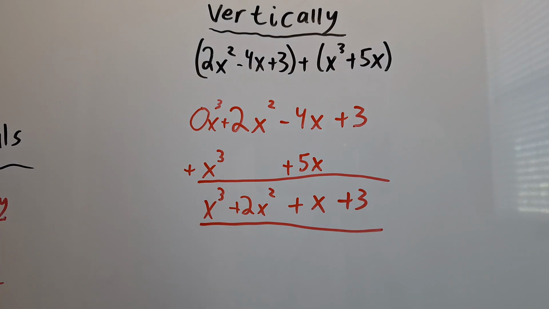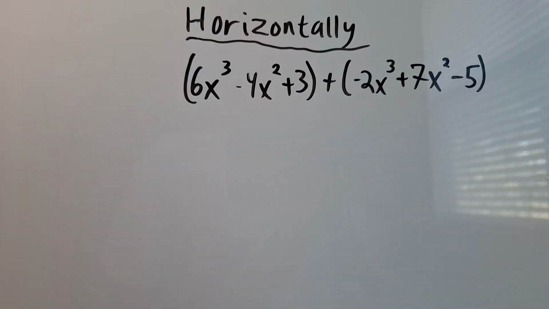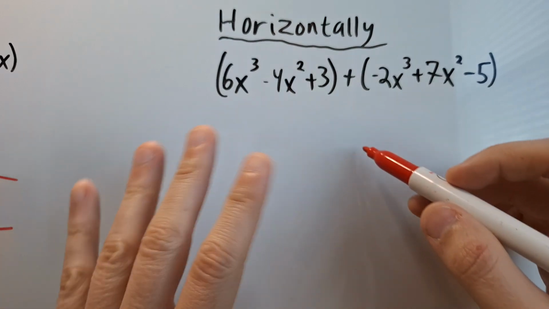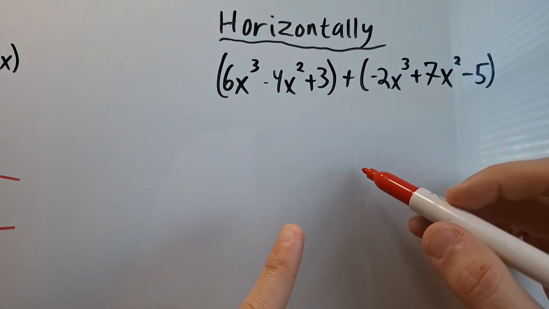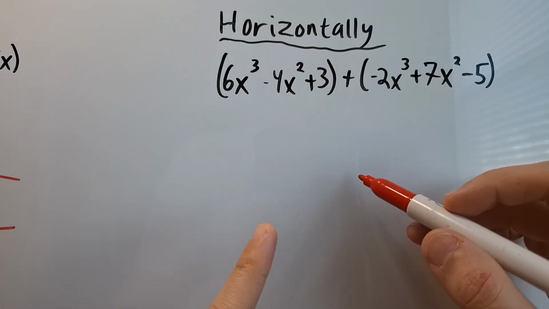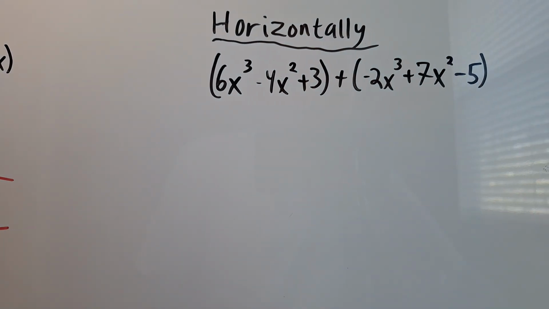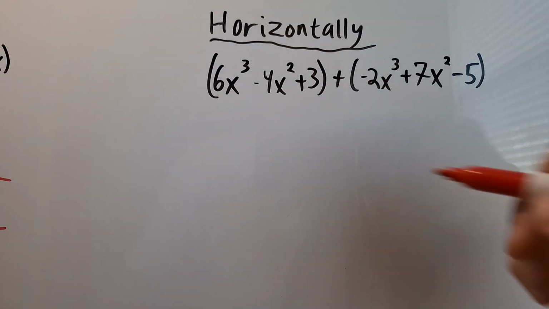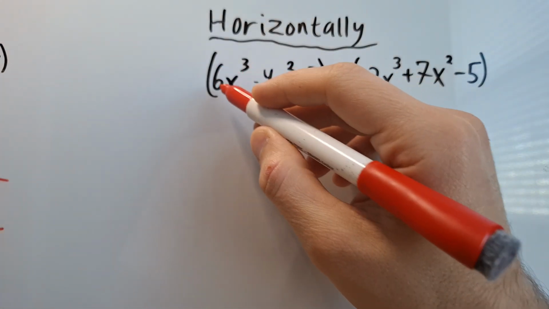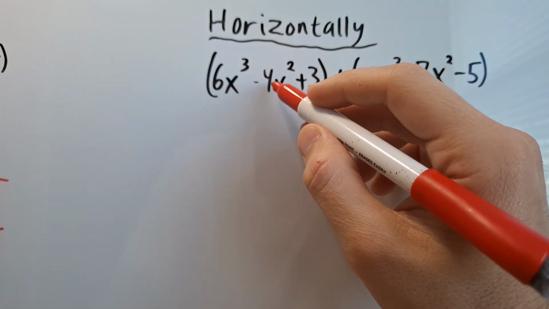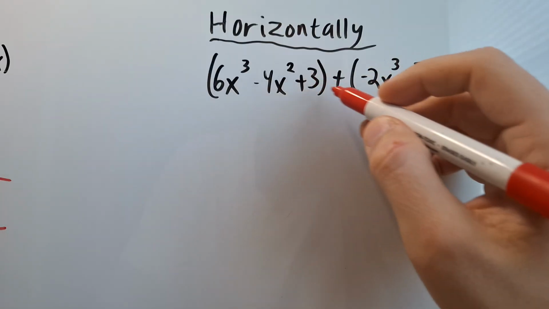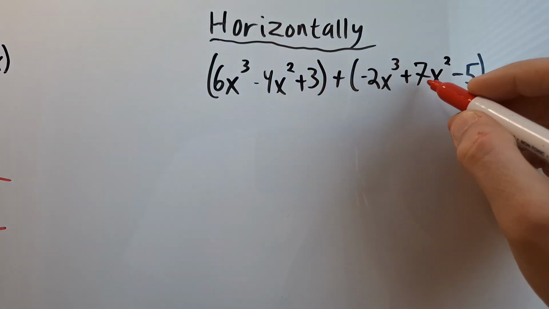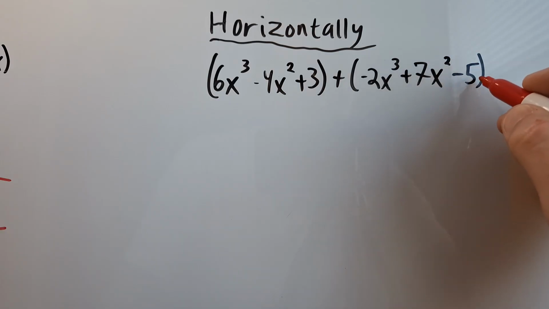Now, horizontally, it doesn't make much of a difference in terms of how you find your final answer, but one thing that can help is identifying what your like terms are if you happen to have any when you're adding polynomials together. Here's what I mean by that. Here I have 6x to the power of 3 minus 4x squared plus 3, and we're adding negative 2x to the third plus 7x squared minus 5.